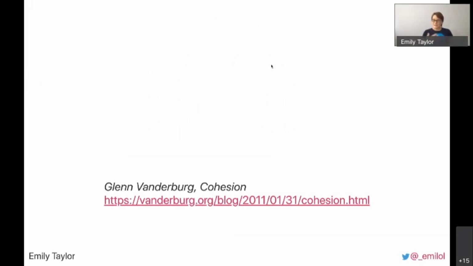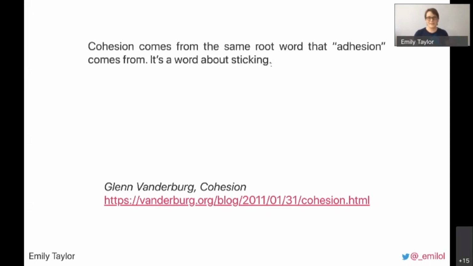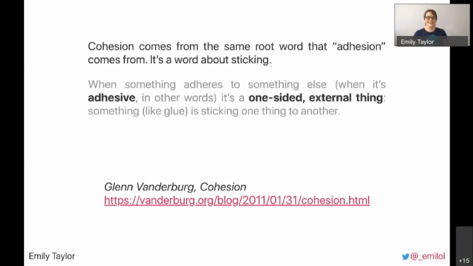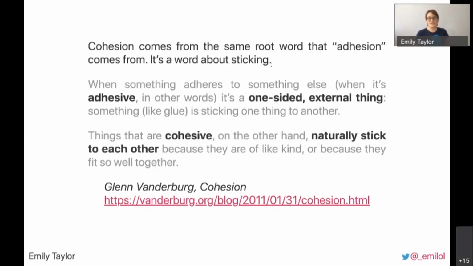And then following on from that, some great advice that I've had is to look at this post by Glenn Vanderburg, where he gives us some great words around cohesion that I use all the time. He says cohesion comes from the same root word as adhesion. It's a word about sticking. Things that are adhesive have a one-sided external connection. It's like gluing things together that don't belong together. And cohesion is things that naturally stick. They're like-kind, they fit well.